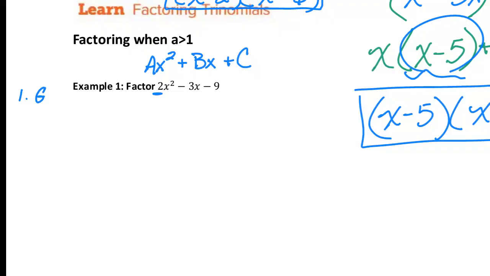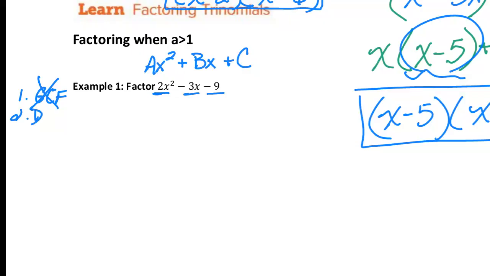So I need to check for a greatest common factor first. And as I look at these, I see my smallest coefficient is what? 2, right? So then you check all the other numbers. Does 2 divide into 3 evenly? No. And it doesn't for 9 either. Do I have an x in all of those terms? No. So we're not doing GCF.